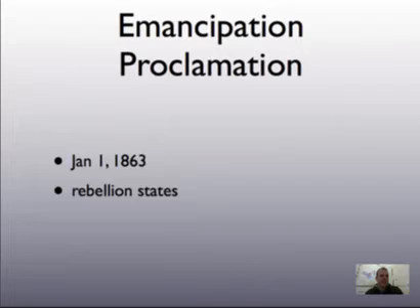On January 1st, 1863, Lincoln announced the Emancipation Proclamation, which officially freed all slaves in rebellion states. So technically, that doesn't really free a single slave. It doesn't free the slaves in the border states.